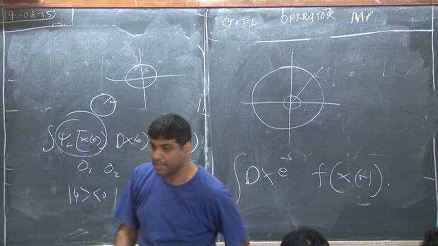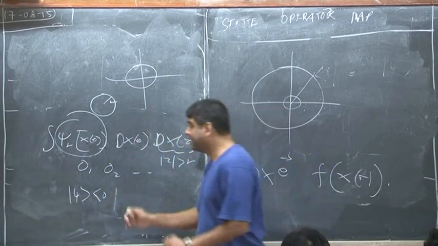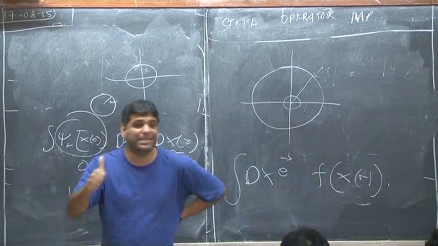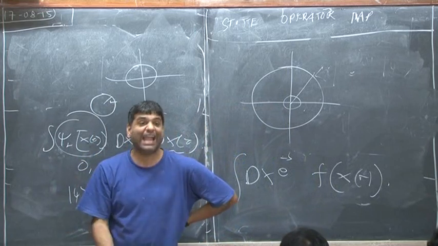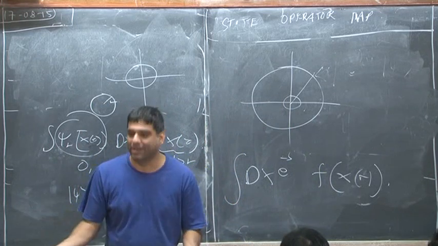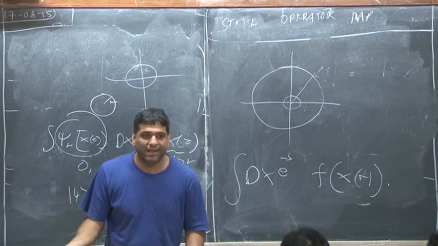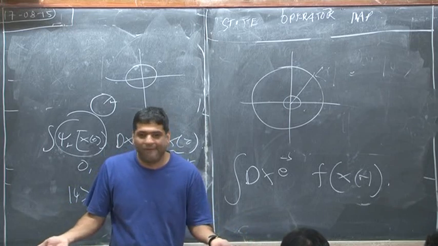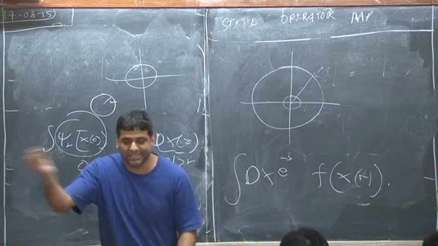The claim was that there's a map between states on the cylinder and operators. I don't need to say operators in R2, because operators are local things. So that's the claim of the map: states on the cylinder.